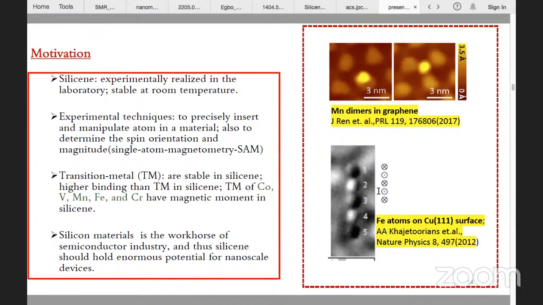For instance, in an experiment performed in this particular paper on iron atoms in copper, they were able to put the iron atoms in a particular orientation and measure the magnetic moment of the impurity atoms there. So we decided that we want to examine how some of these paramagnetic atoms interact with the silicene structure, and possibly extract some practical applications from such studies.